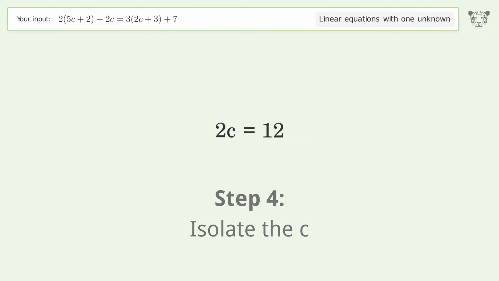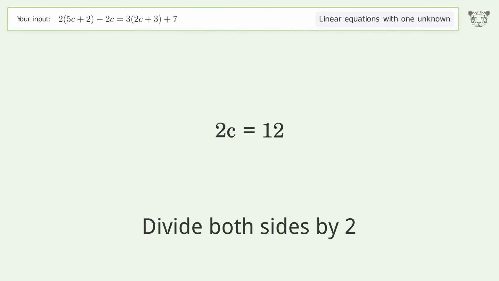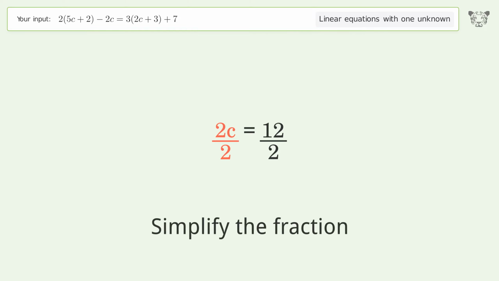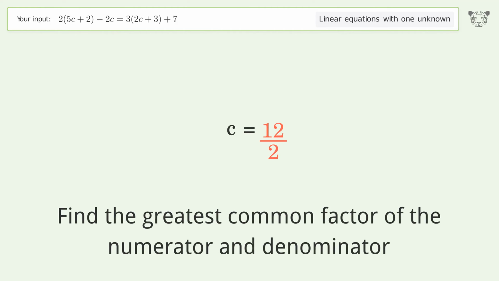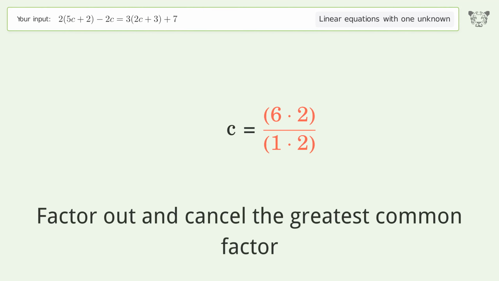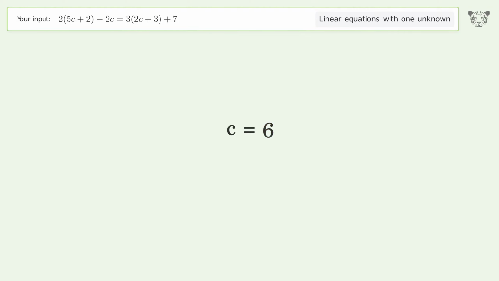Isolate the c. Divide both sides by 2. Simplify the fraction. Find the greatest common factor of the numerator and denominator. Factor out and cancel the greatest common factor. And so the final result is c equals 6.